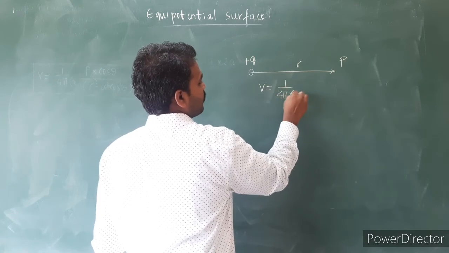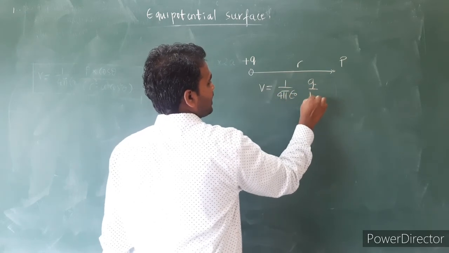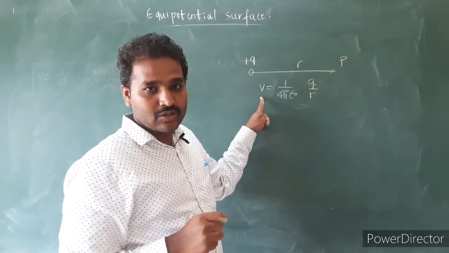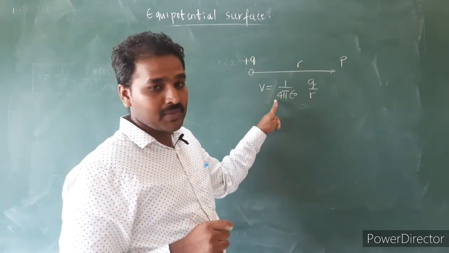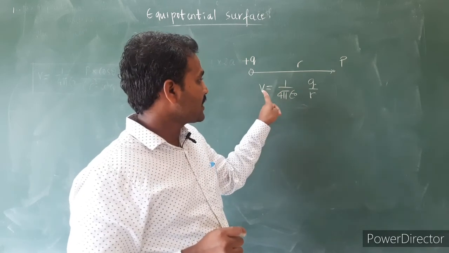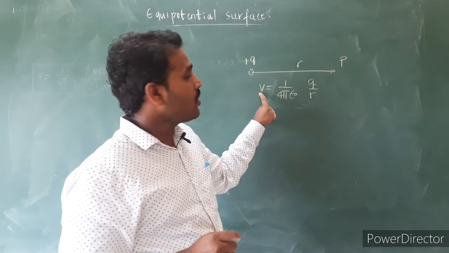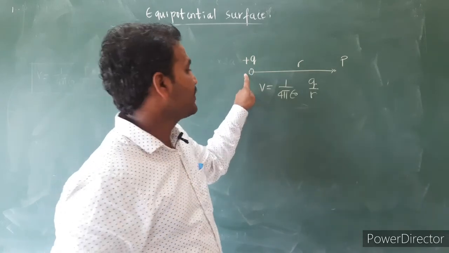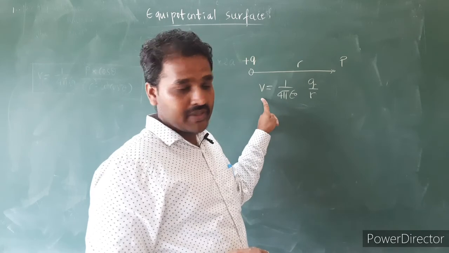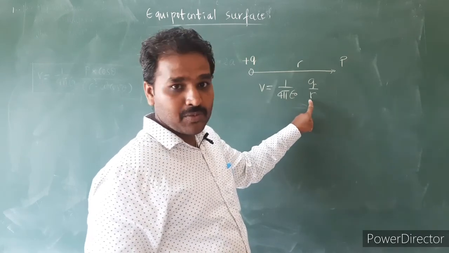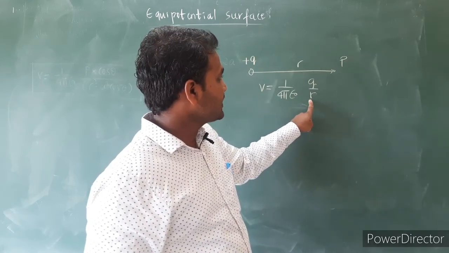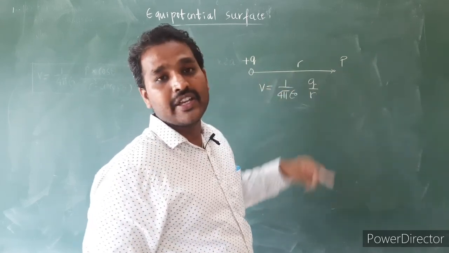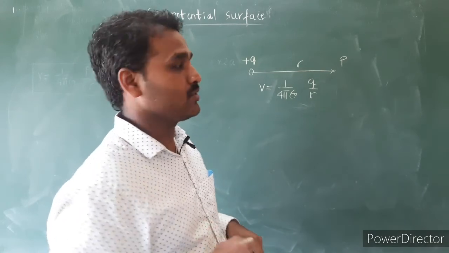1 divided by 4 pi epsilon naught q divided by r. What are the factors which affect the magnitude of this electrostatic potential? Here, 1 by 4 pi epsilon naught is constant. So, the electrostatic potential depends on the magnitude of the source charge. If your source charge magnitude is more, definitely electrostatic potential magnitude will also be more, and it is inversely proportional to the distance between the point of configuration and the source charge. If the distance is more, your electrostatic potential also reduces.